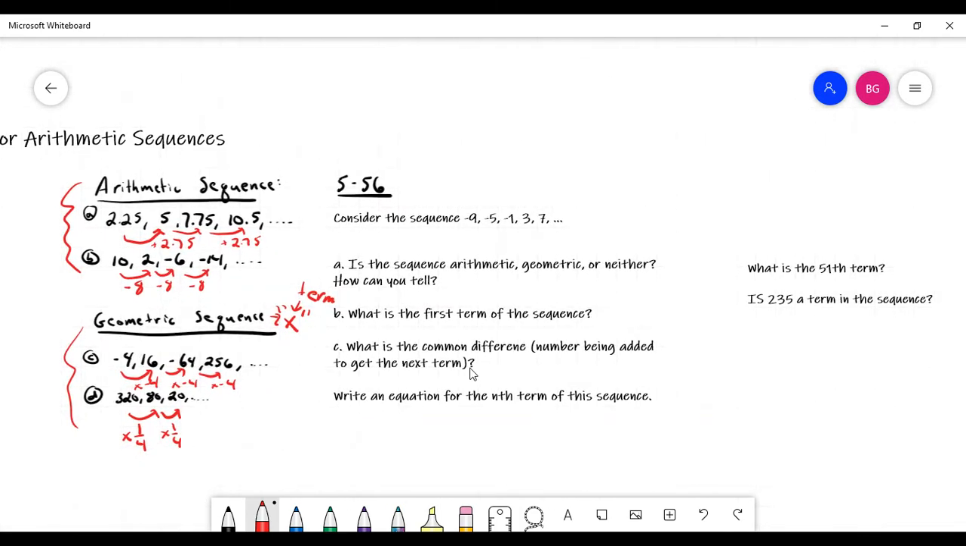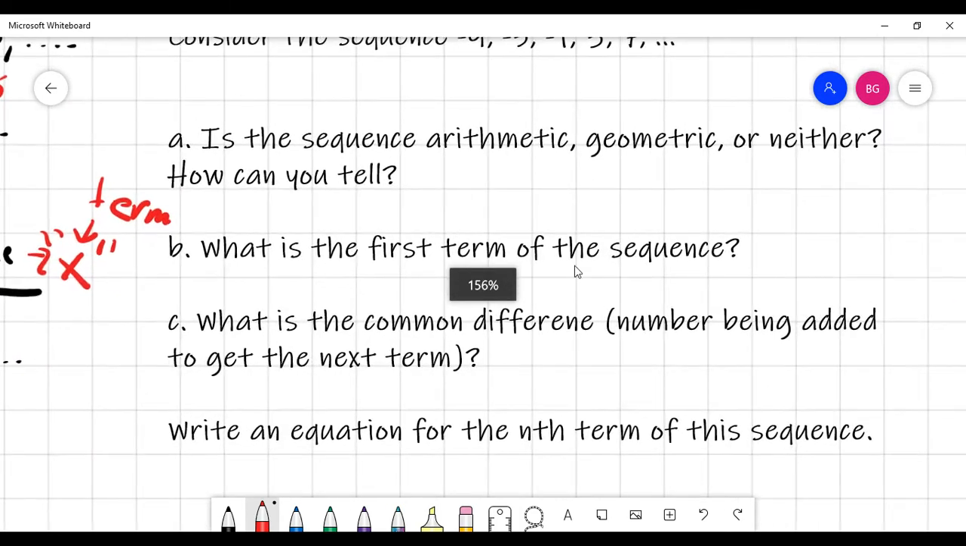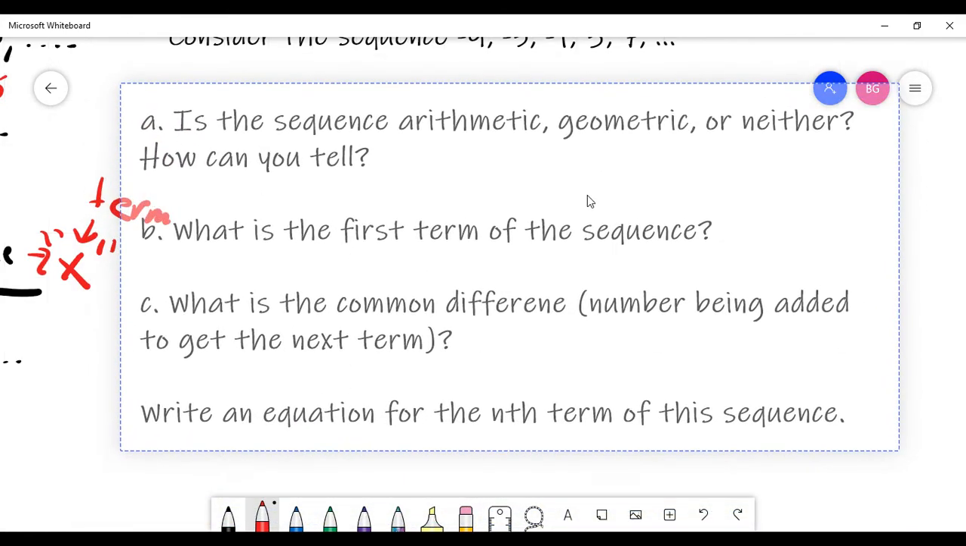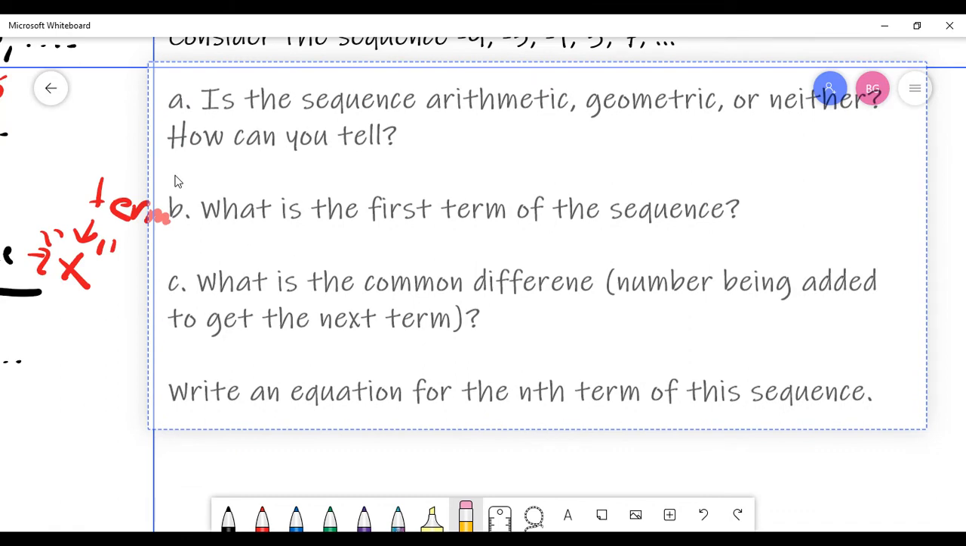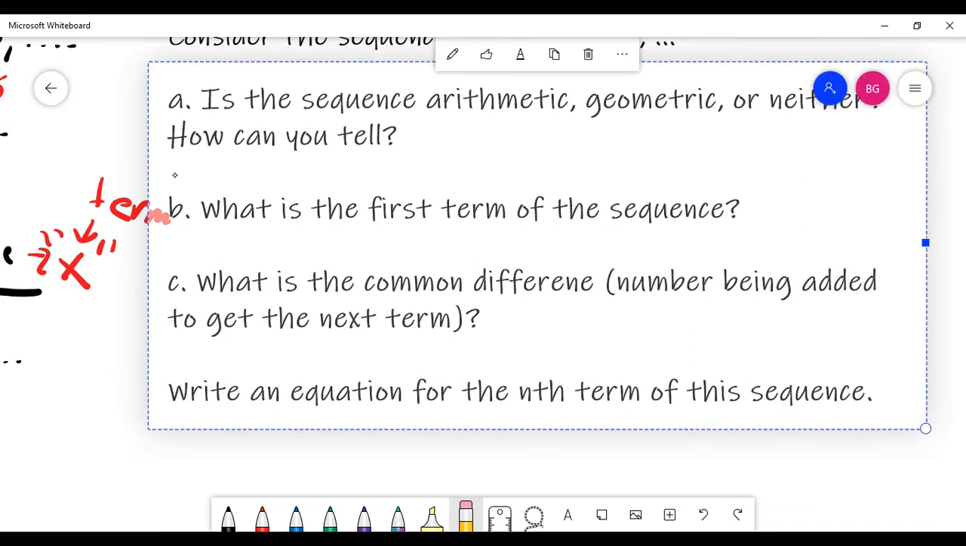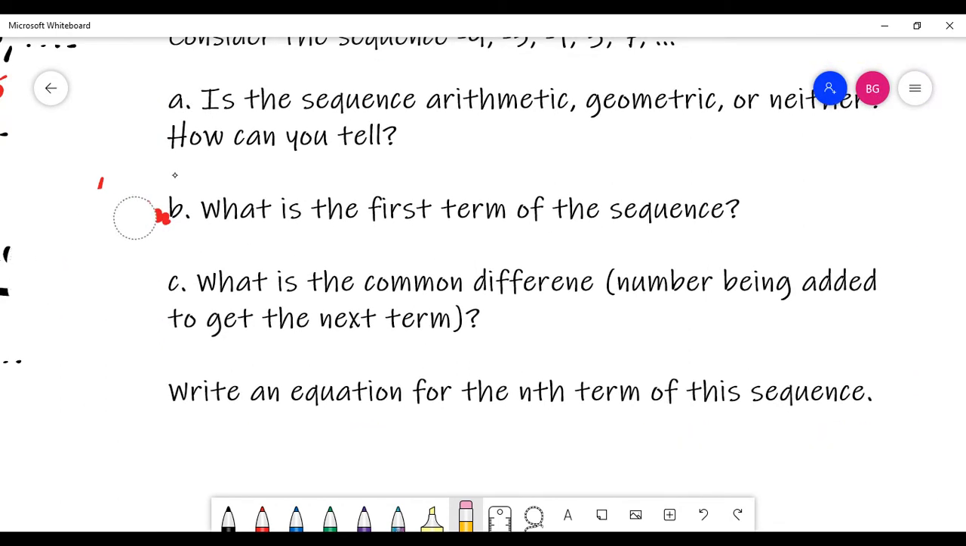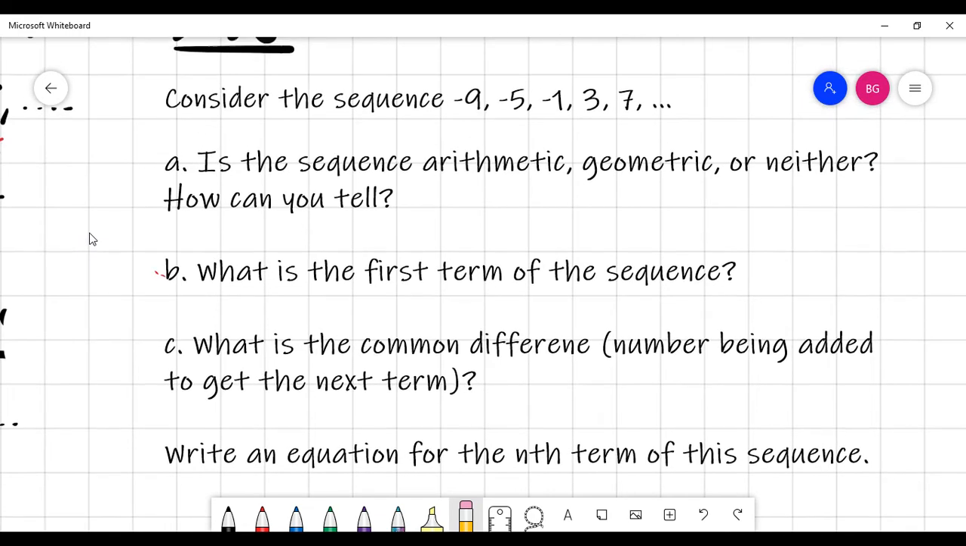All right, so here we go. Starting off with 5-56 here. We're going to be looking at this one. Oops, I'm moving everything. I'm going to go ahead and erase that. Sorry, I'm having some trouble with my screen right now. All right, so here we go.